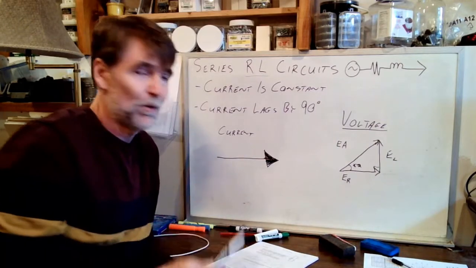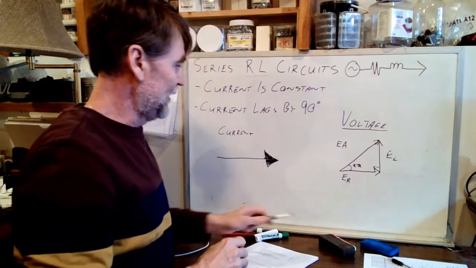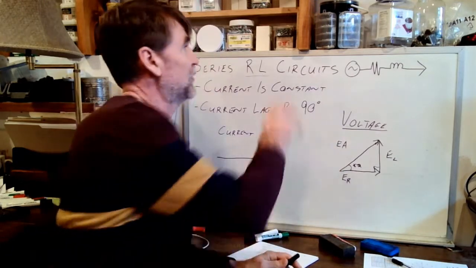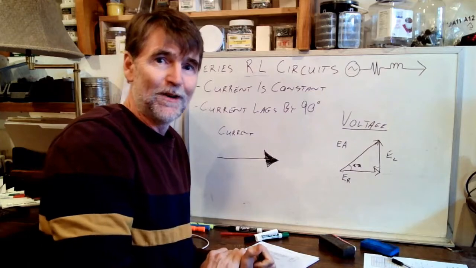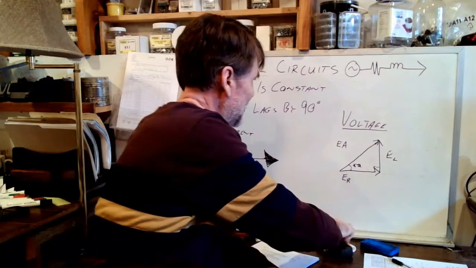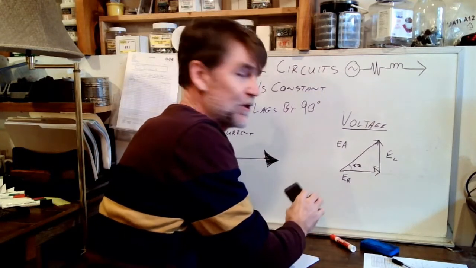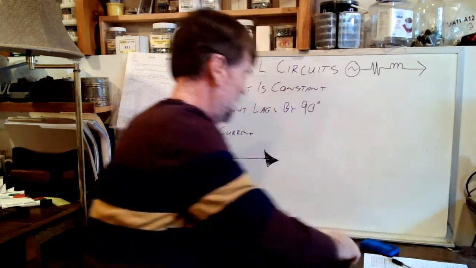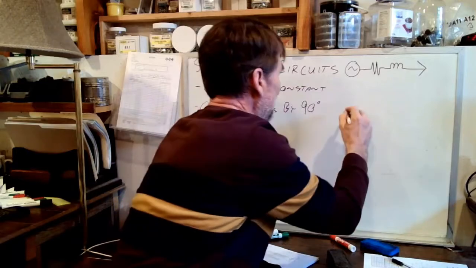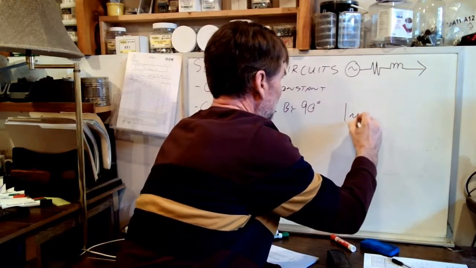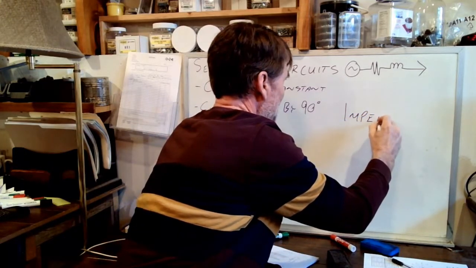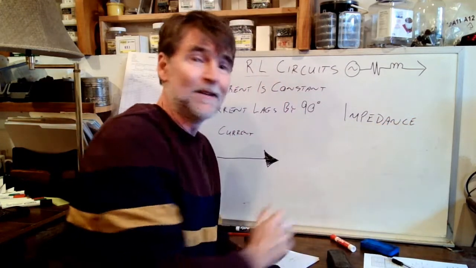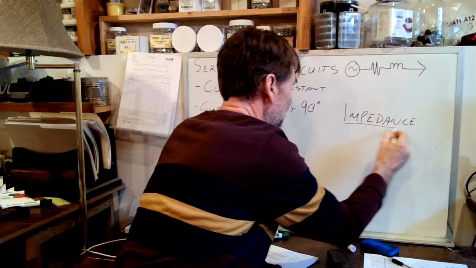So this is how we're going to do our calculations. Now, this is one triangle. Every time we solve a circuit, we're actually going to have three. So let's draw our second one. That's our voltage triangle. Let's back up and find our impedance values. So there's that new word again.